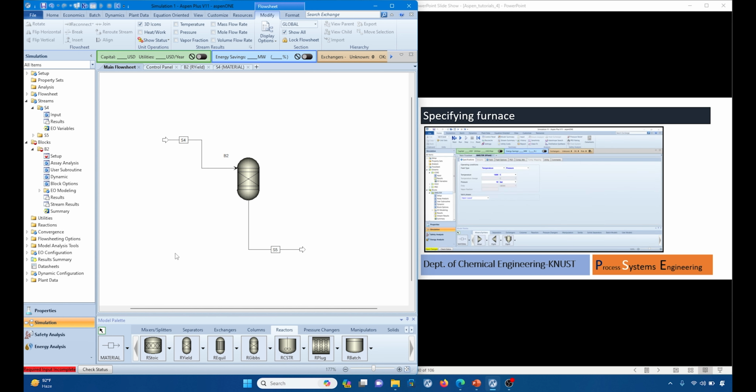So the next time we meet, we'll be talking about the kinetic reactors, the reactors that require the reaction kinetics. We'll look at some of them, how to specify the reactions, the kind of parameters you might need, and how to handle the parameter specification in Aspen Plus. Thank you.